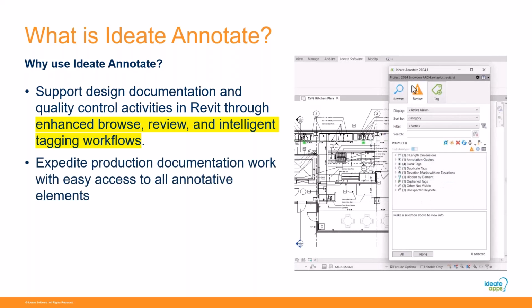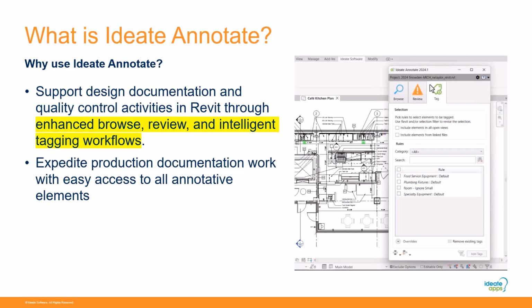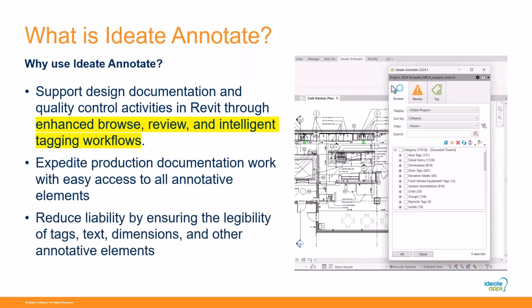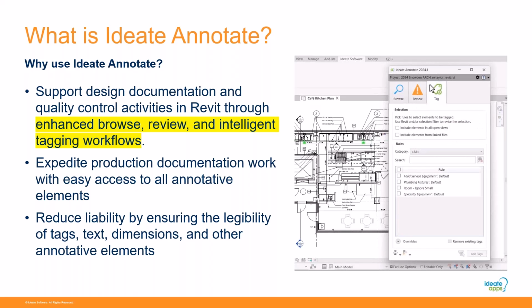Okay, we can also expedite production documentation work and review all annotative elements and reduce the liability by ensuring the legibility of tags, dimensions, and other annotative elements. And I'm going to talk about how we can do that with our clashes, annotation clashes, as well as our new tagging rules.